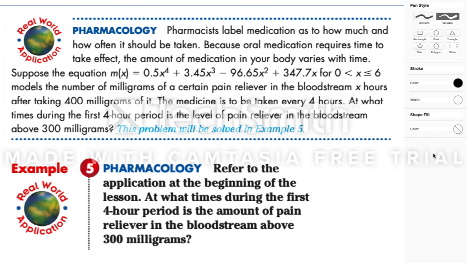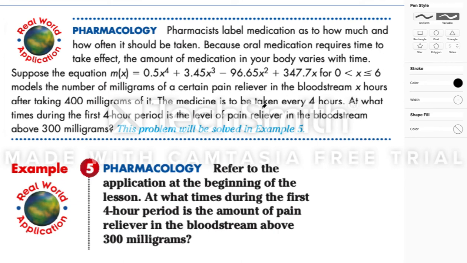Pharmacology. Pharmacists label medication as to how much and how often it should be taken. Because oral medication requires time to take effect, the amount of medication in your body varies with time. Suppose the equation m of x is equal to the following, for all x values from 0 to 6, less than or equal to 6, models the number of milligrams of a certain pain reliever in the bloodstream x hours after taking 400 milligrams of it.